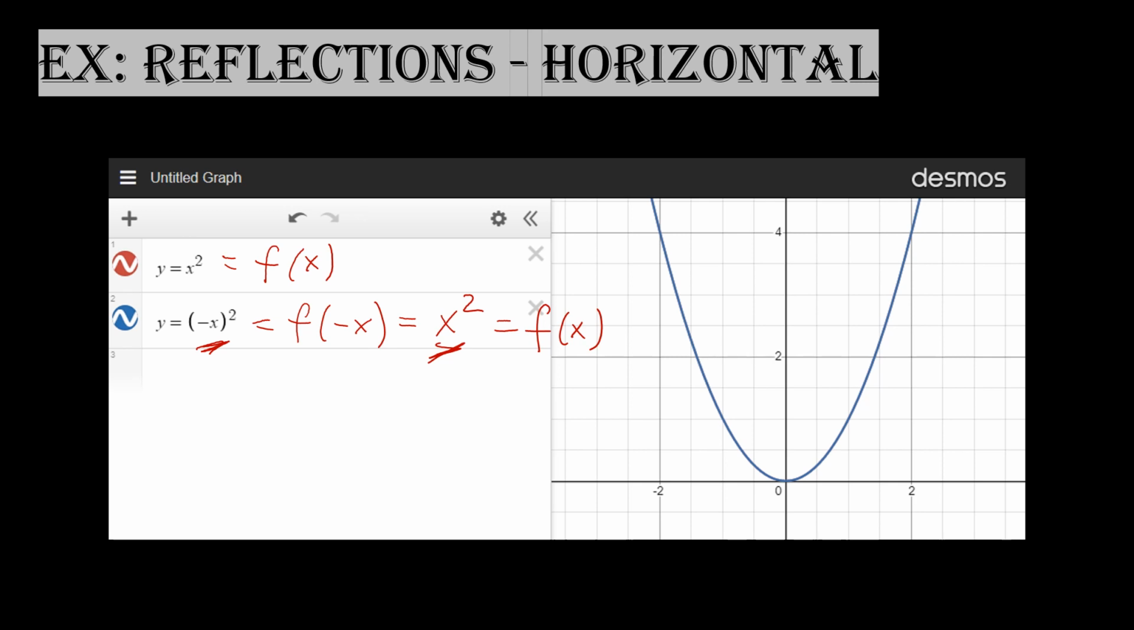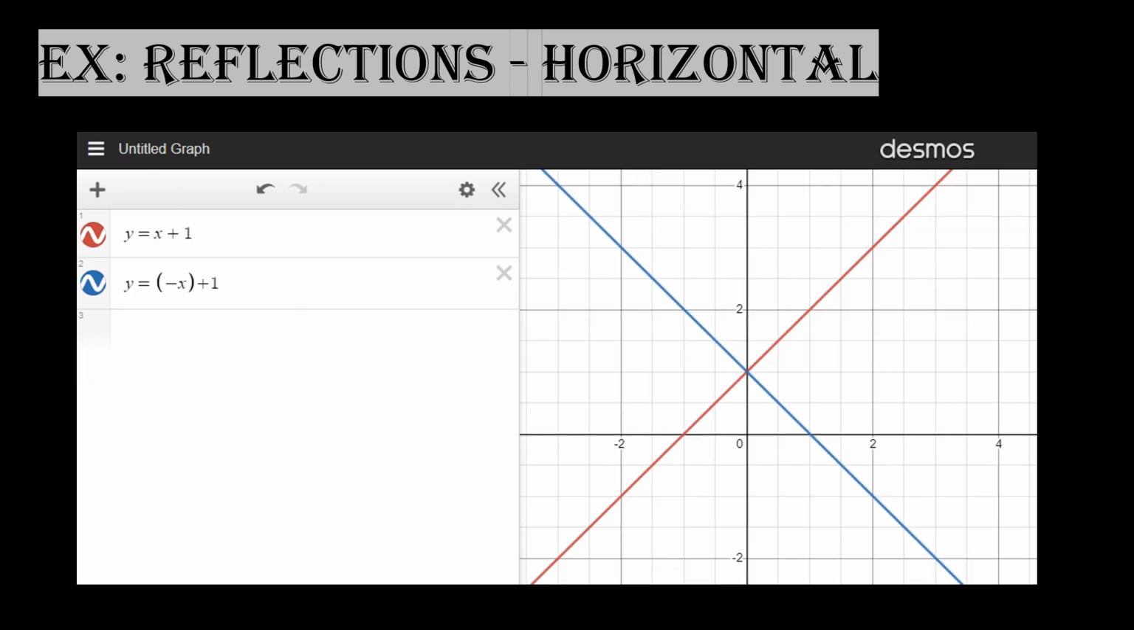So if you'll allow me to give you a better example, if you look at y equals x plus 1, a horizontal reflection instead of f of x looks like f of negative x. So again, if we look at a point, here we have a point 2, 3. So on our new graph, on our transformation here, we're going to have the same output. We're just multiplying the input by a negative.